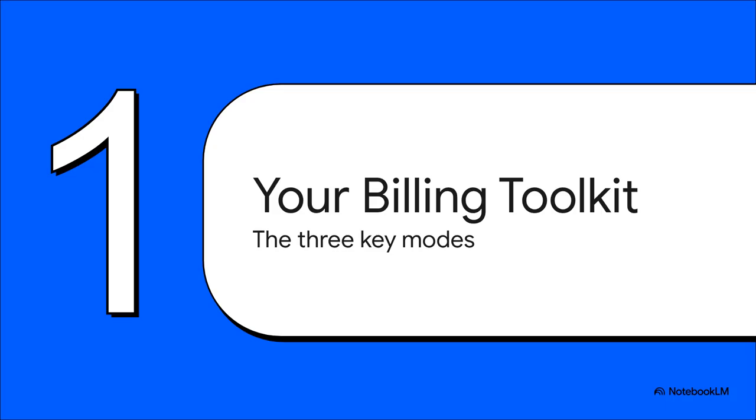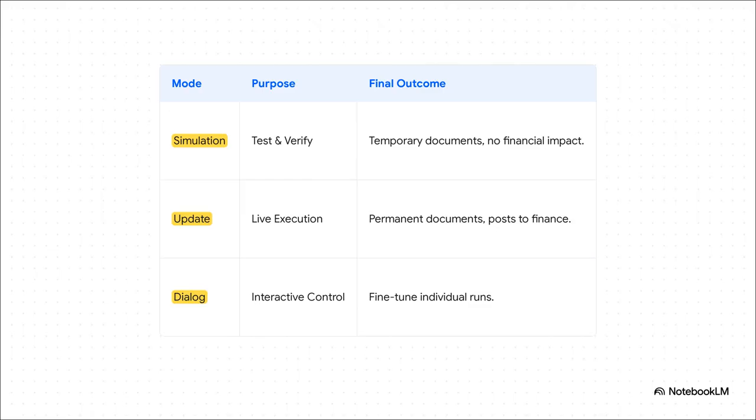When it comes to running billing safely, the whole system really boils down to 3 key modes you need to know. So understanding these 3 options is absolutely key. Think of it this way. Simulation is your dress rehearsal. It's all about testing and verifying everything looks right but with zero financial impact. It's just practice. Then you have update mode. That's opening night. It's the live performance. This is the real deal, creating permanent documents that actually post to finance. And finally, there's dialog mode. That's for when you need to be the director, making fine-tuned, interactive changes while the show is running.